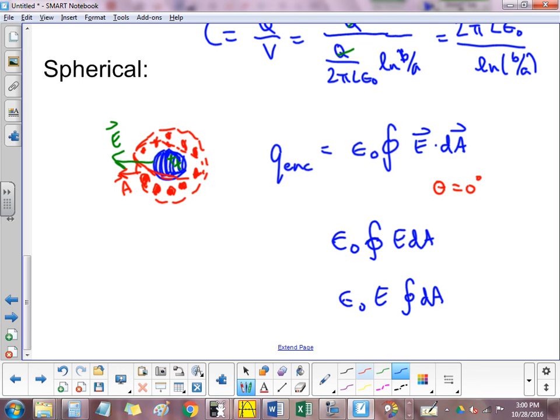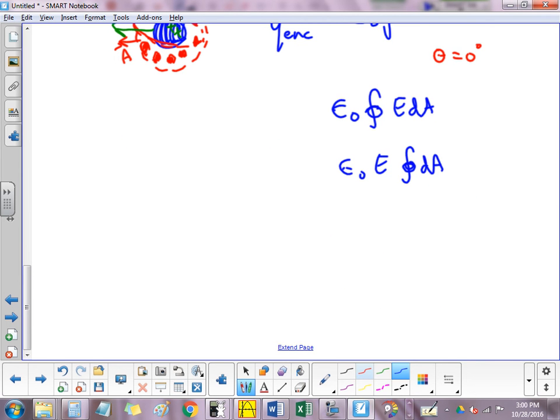So that just means the sum of all area patches on the entire G surface. And that's, of course, 4 pi r squared. So we basically end up with epsilon naught E times 4 pi r squared. Now we're going to have two shells here. We're going to have the inner shell and the outer shell.